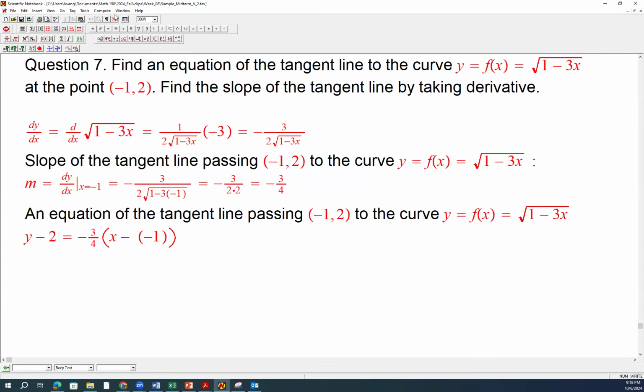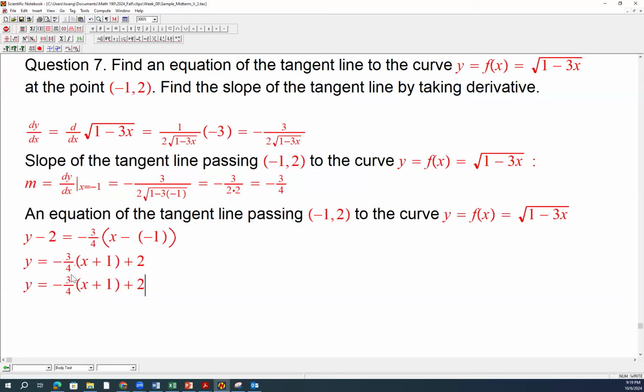We got y equals -3/4 times x, this will become +1, so let me write it again. This is going to be x plus 1. Sorry about that. x plus 1 plus 2, because I added 2 to the other side. Okay, so this piece, x plus 1 and plus 2. One step further.